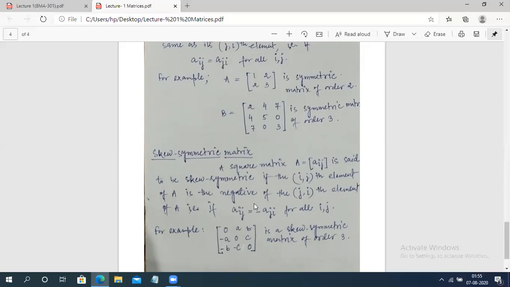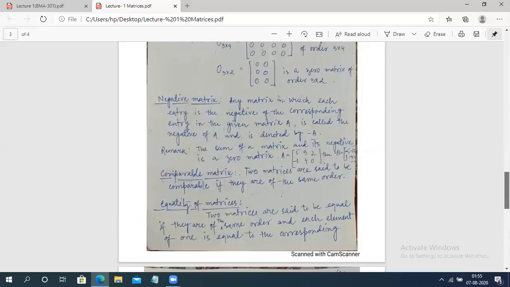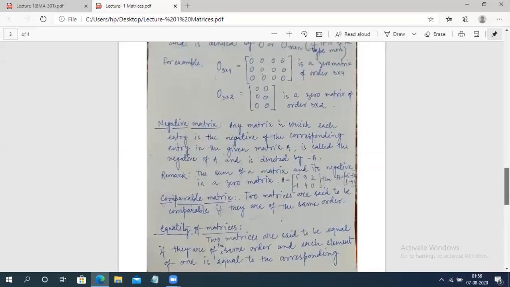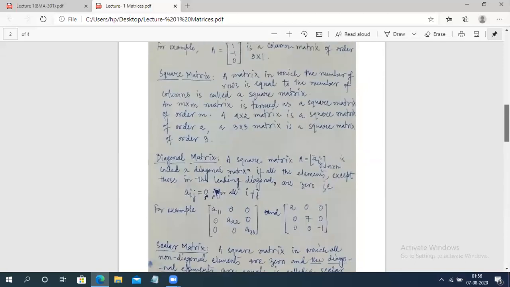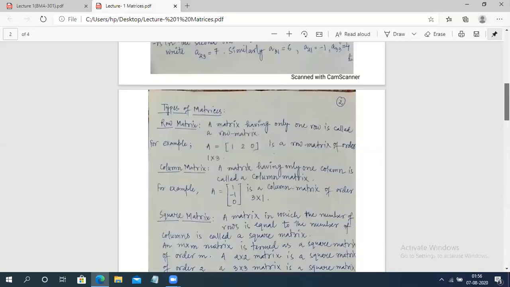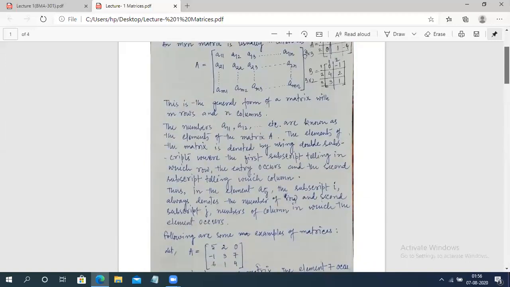So these are the main different types of matrices. And identity matrix, equality of matrix, these are very important. Zero matrix. Okay, you need to know all the different types of matrices.